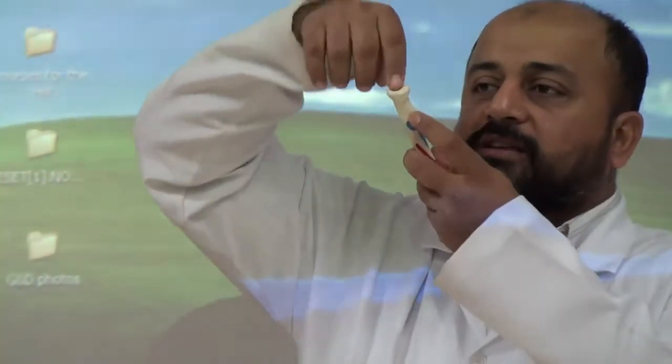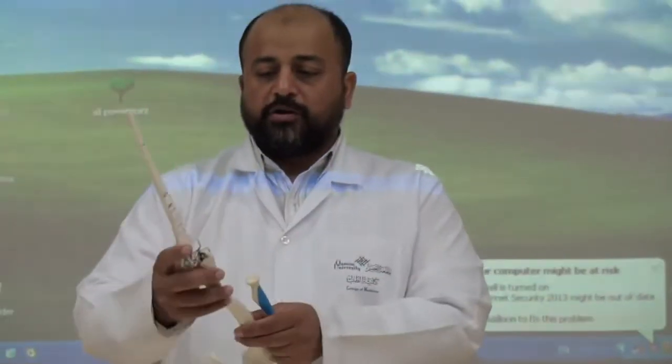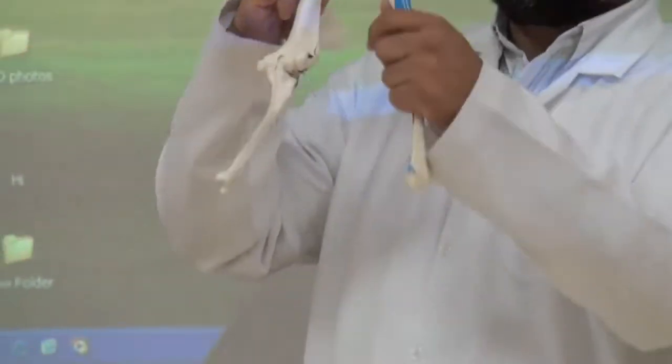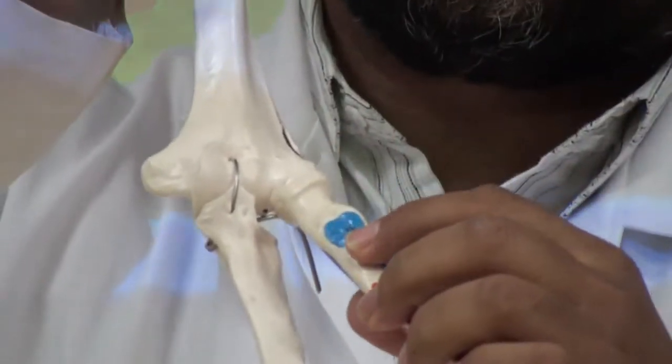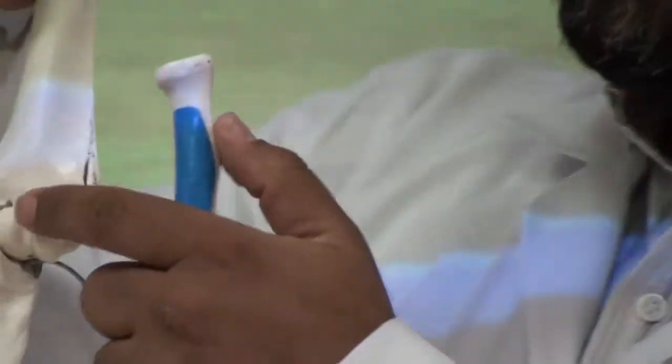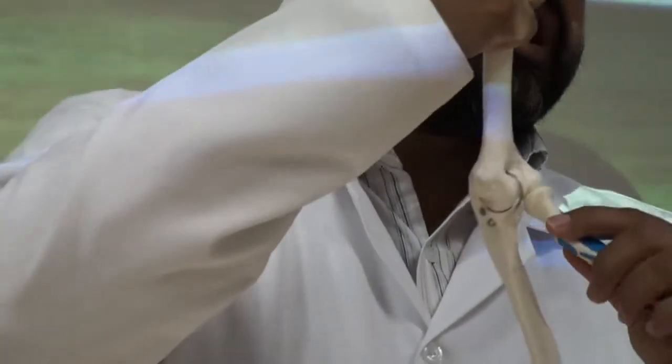What is it called? The biceps brachii tendon is going to insert over here. The biceps brachii muscle tendon is going to insert over here. This cap or head has a depression for the capitulum of the humerus bone. This is the humerus bone, this is the capitulum, and this is the trochlea. So this head articulates with the capitulum of the humerus bone in the formation of the elbow joint.